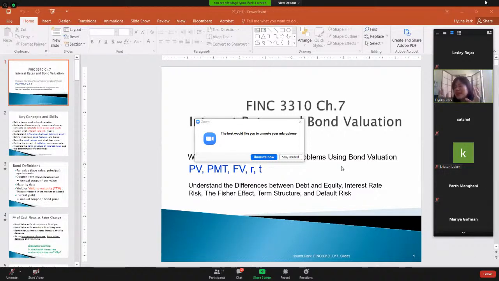And that works very differently from an amortized loan like a mortgage, right? In an amortized loan, borrowers have to make the same payment that includes both interest and principal, but in bonds, that's not the case. Principal will be paid at the end, and in between, there is only interest payment, and that we call coupon. So any questions so far?